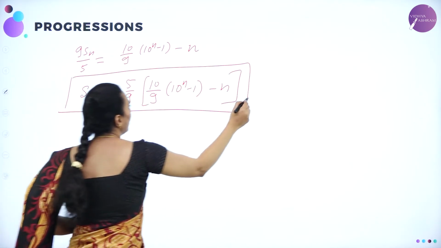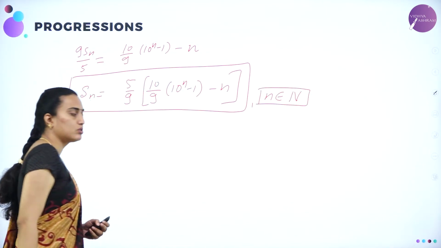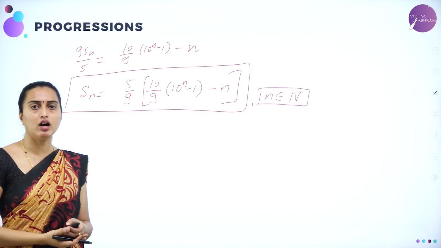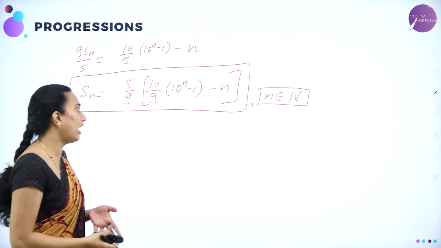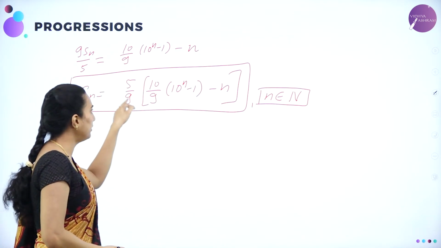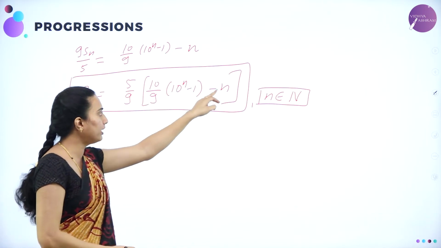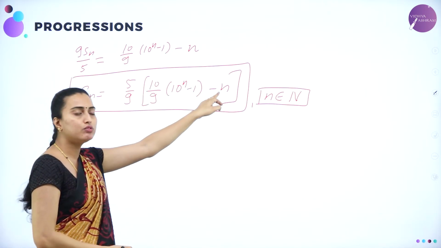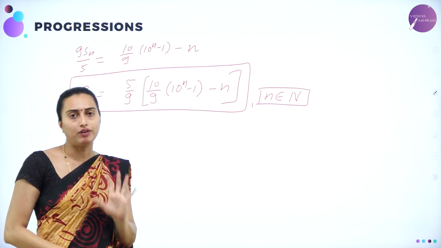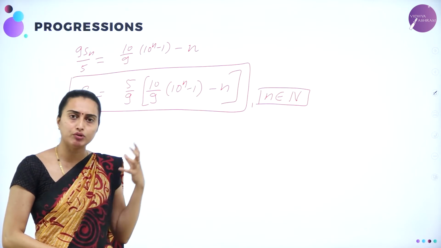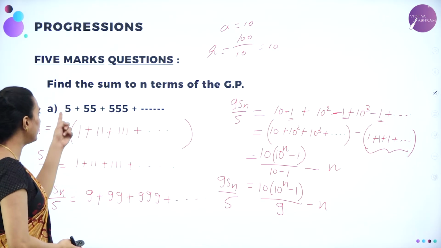Where n belongs to the natural numbers. Understood? So this is how you are going to solve the problems and find the sum to n terms. If you put the value of n equal to 1, you get 5 by 9 into 10 by 9 into 10 minus 1, which is 9. 9 will go, minus 1. So here 10 minus 1 gives you 9 again. 9 will go. S1 is equal to 5. Like that, you can substitute n equal to 2, then you can get the second term. I hope you got this one. See, the first term we are getting as 5.